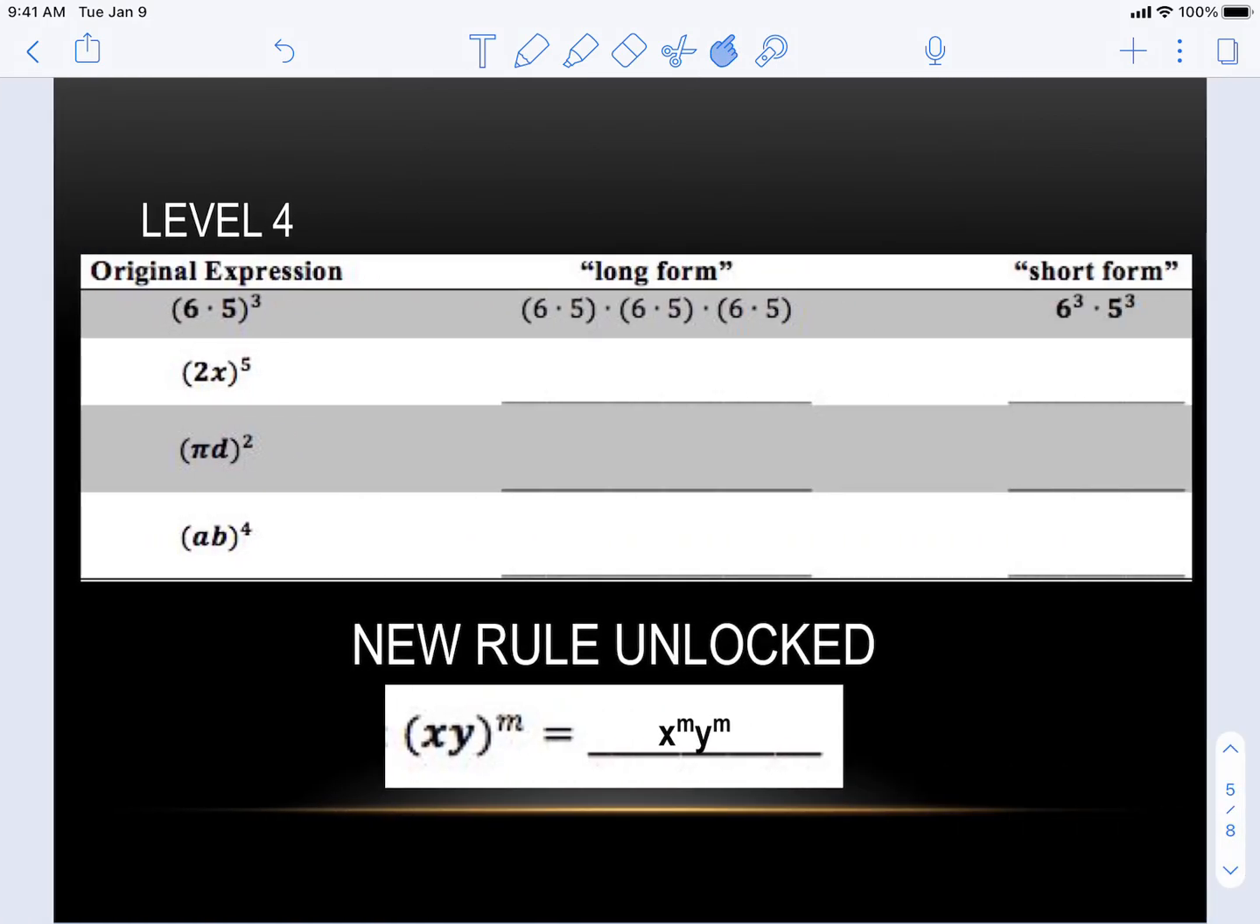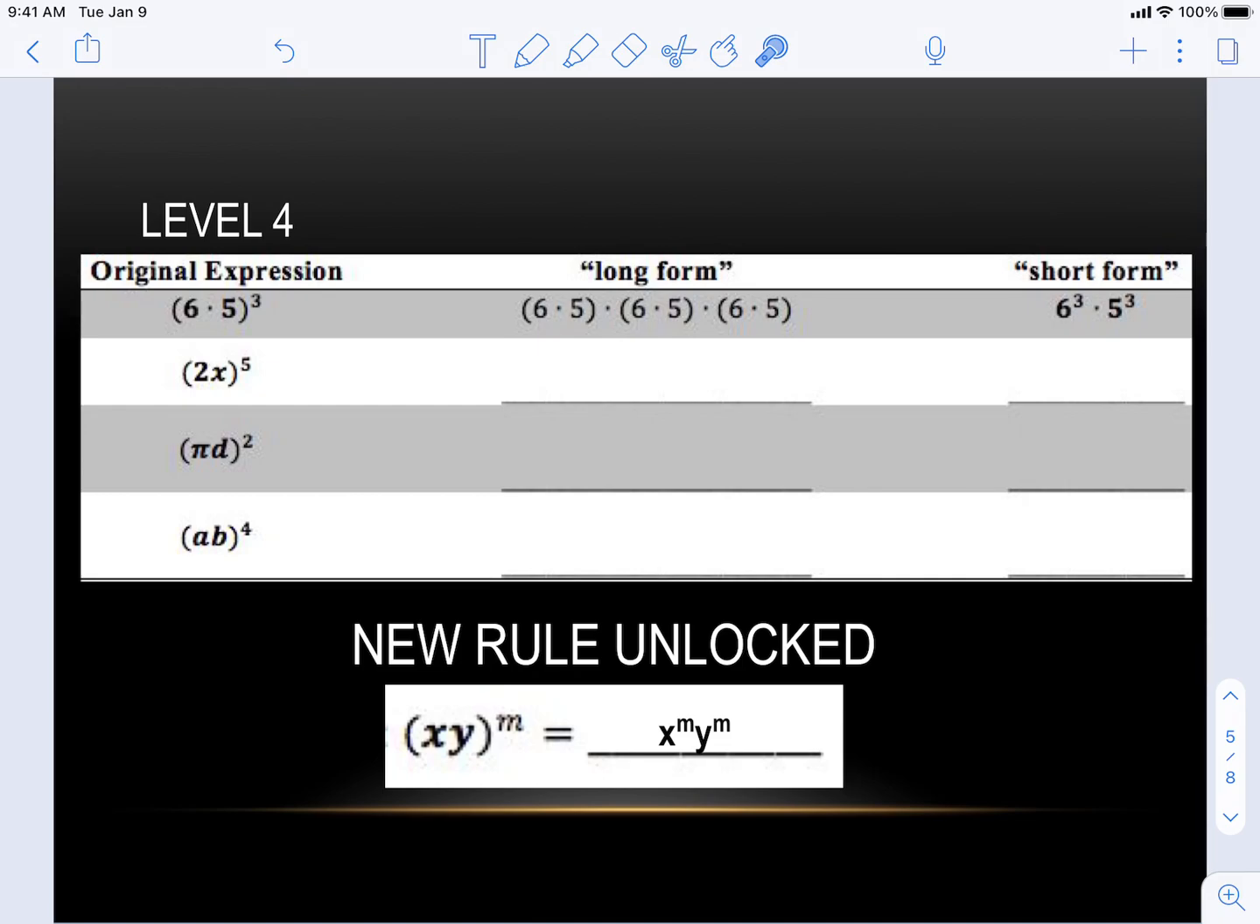All right, some other ones that we're going to be doing. This one is sort of a distribution rule. So if you have more than one thing inside of the parentheses and you raise that to a power, that power goes to both of the things. It distributes into both the 6 and the 5 in this case.